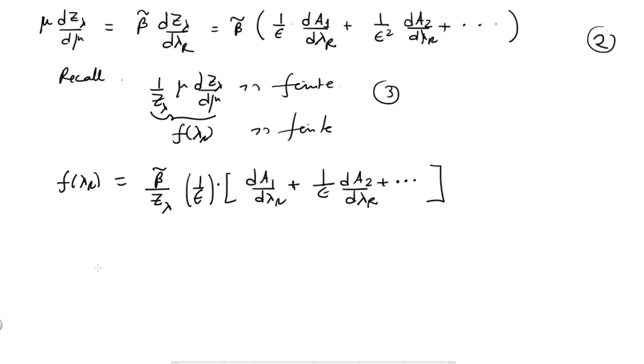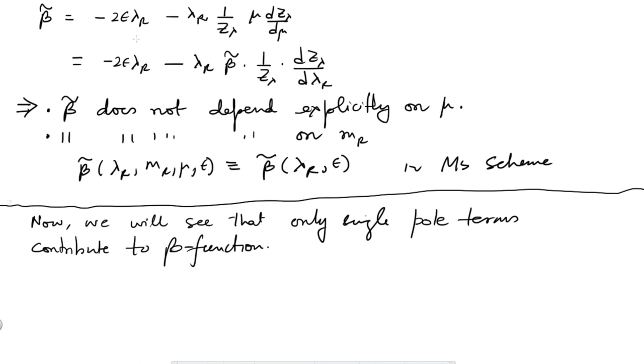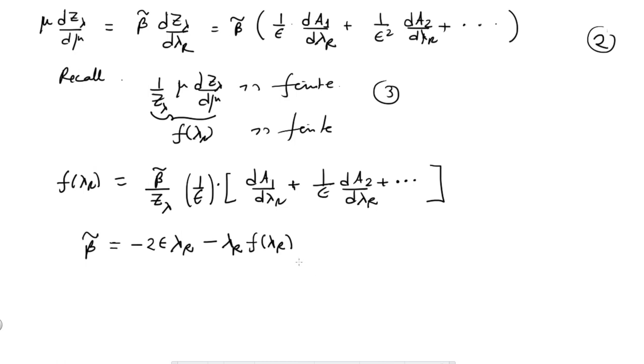Okay, now we can write beta tilde using f of lambda r. So beta tilde, if you recall, was minus 2 epsilon times lambda r minus lambda r times f of lambda r. Right? Let me show you if you do not recall here. So beta tilde is minus 2 epsilon times lambda r minus lambda r times what I have defined as f of lambda r, which is finite. Sorry, I keep saying f of r. Okay, so that's good.